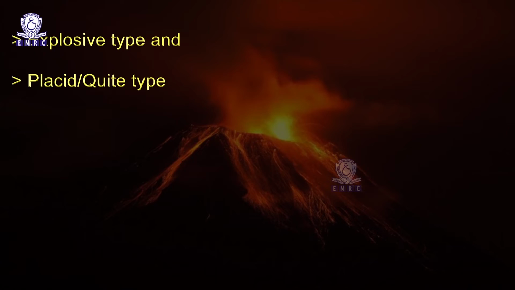On the basis of nature of eruption itself, the volcanic activity can also be classified in two types: explosive type and placid or quiet type.